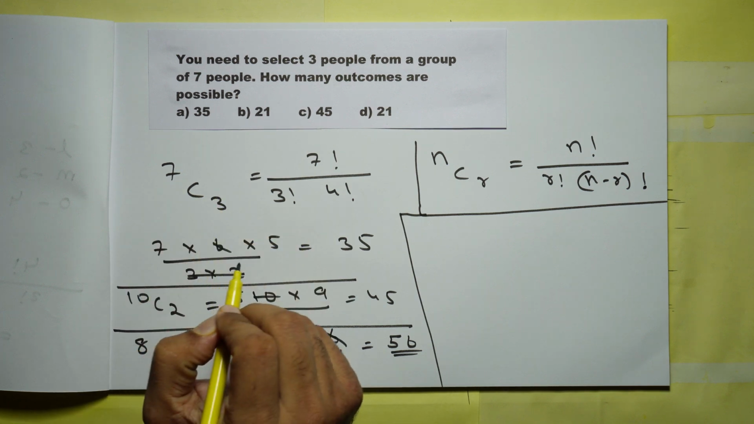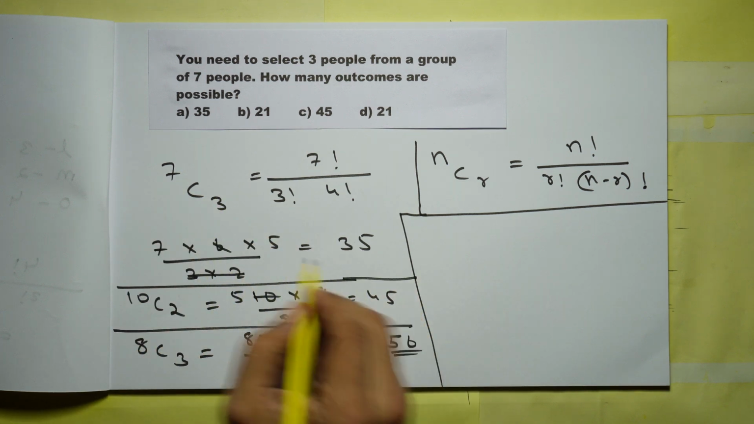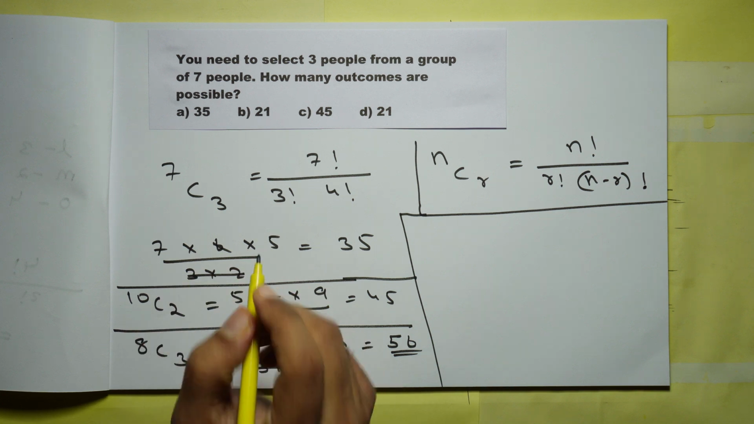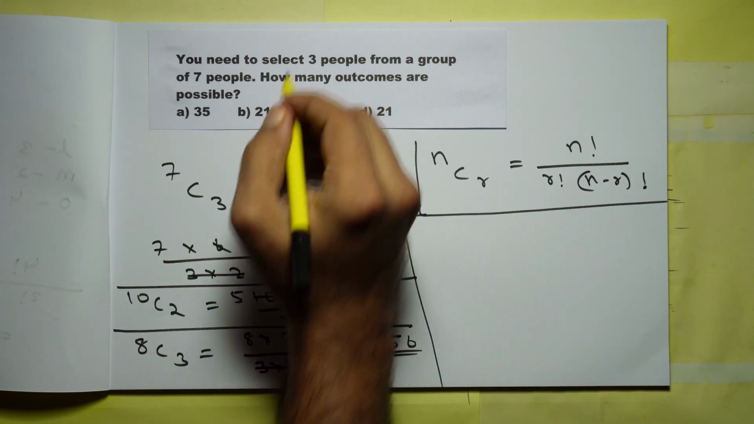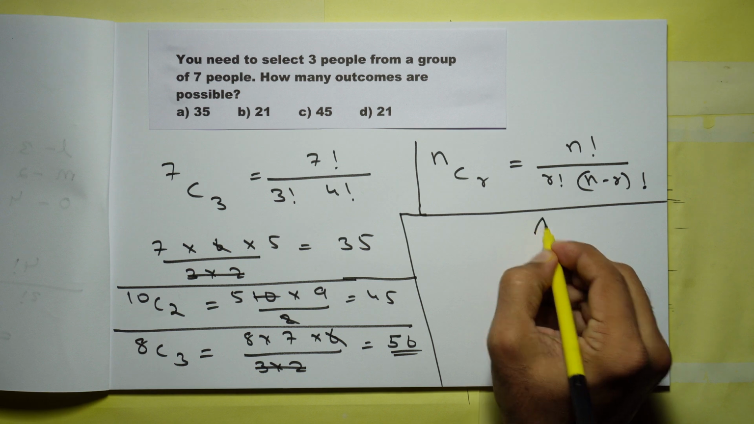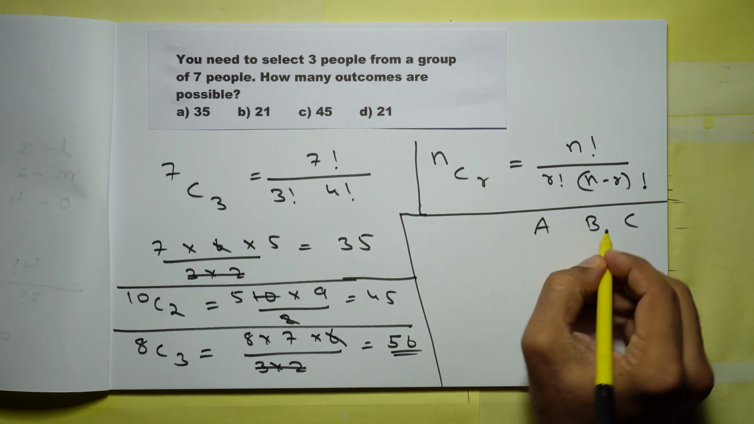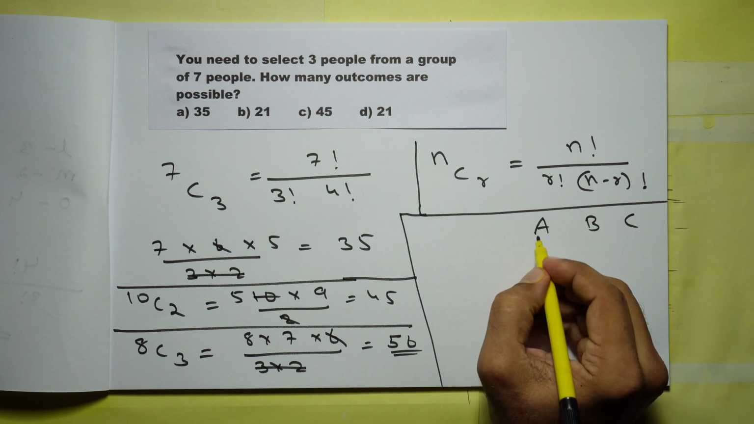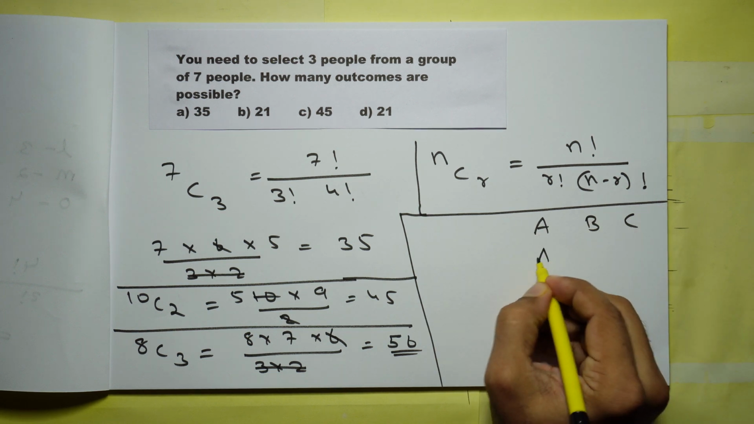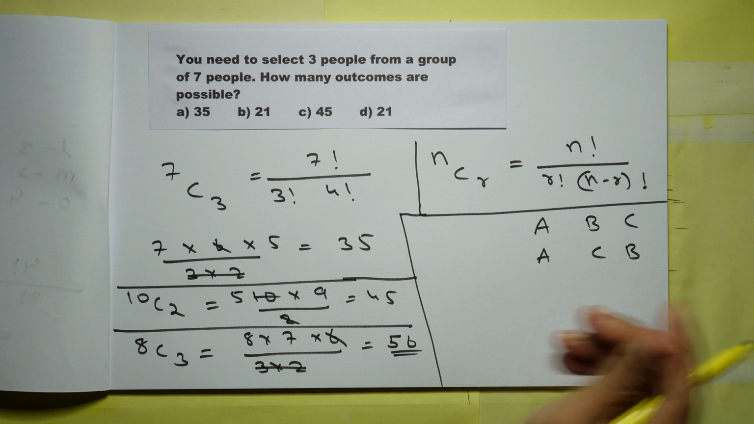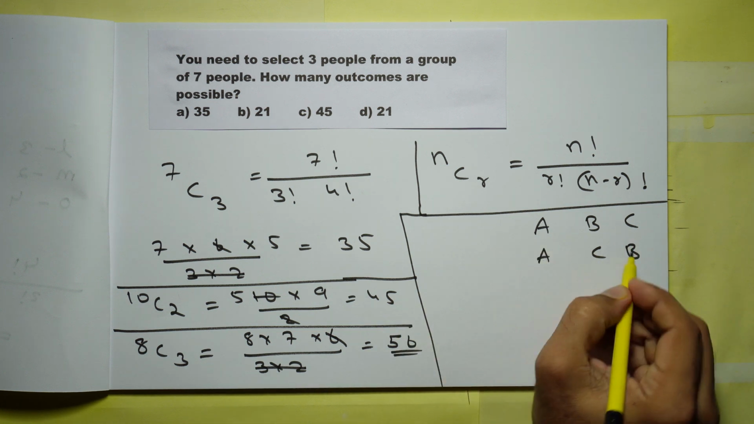So that will be 7C3. So we'll just see why it is a case of combination. Now 7 people are there. Now you need to select 3 people. Let us say you select the 3 people A, B and C. Now let us change the order. Instead of selecting A, B and C, you can select them as A, C, B. So ABC is same as ACB.